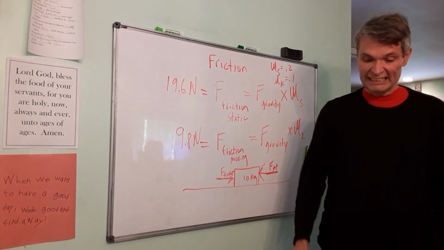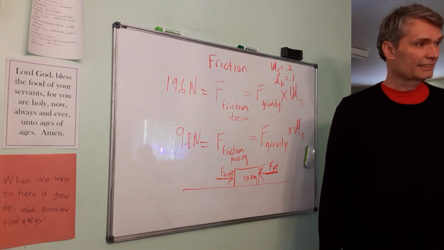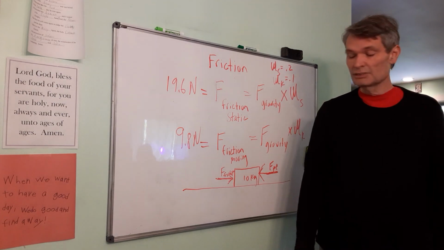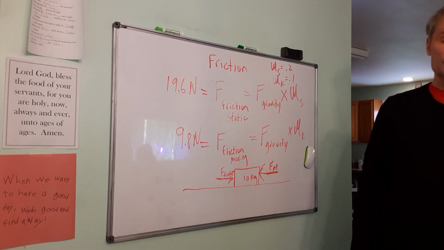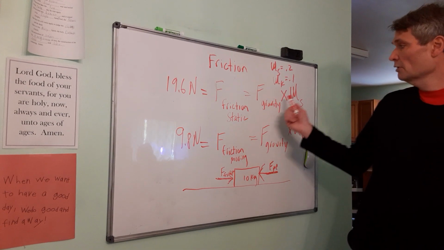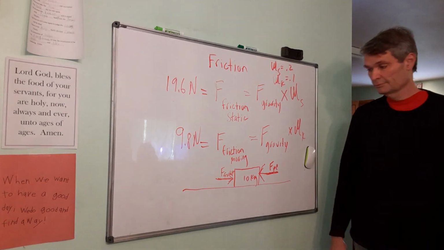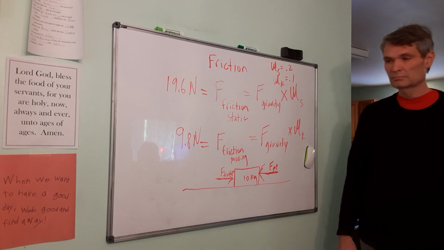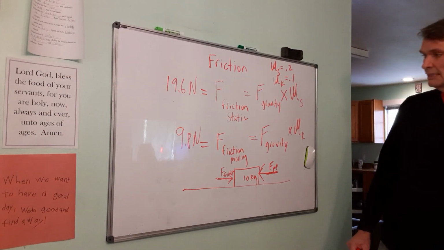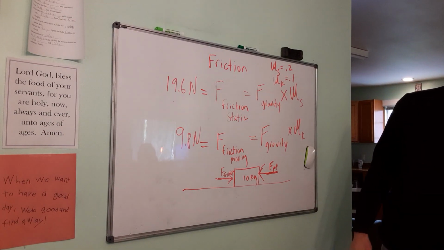You could have a really crunchy surface, like gravel, or sandpaper, where mu s is close to 1, but it's never going to be greater than 1. Or even mud, where it would just slip.